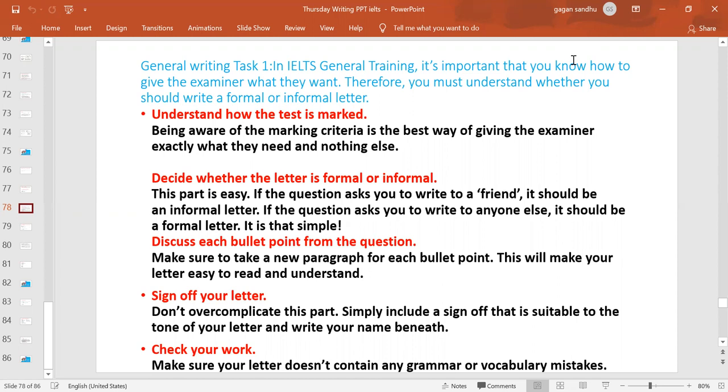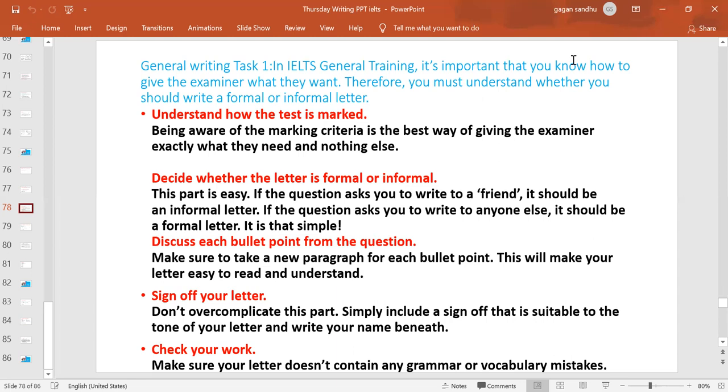And how will I be ending my letters? With formal letters, we have to finish off our letter with Yours faithfully. With semi-formal, you can write Yours sincerely. And with informal letters, we can write Best wishes, Warm regards, Lots of love, and, you know, any sign-off according to the person we are writing to.